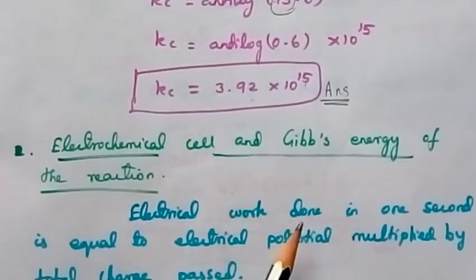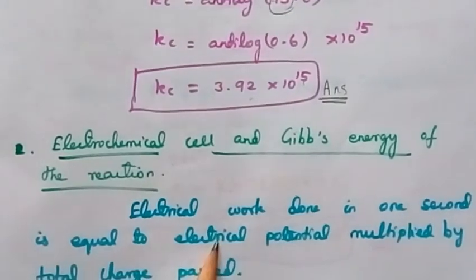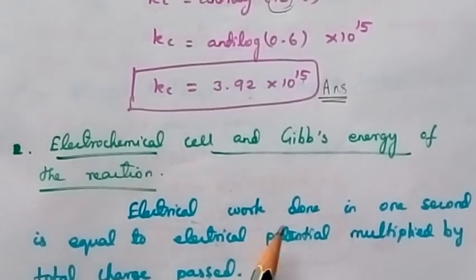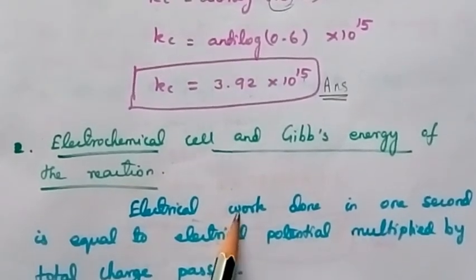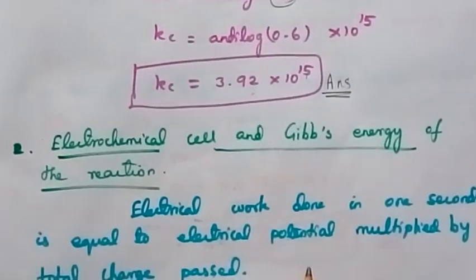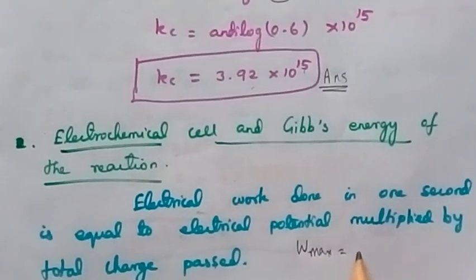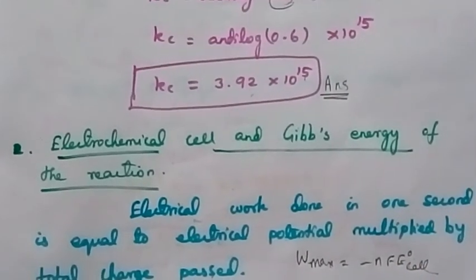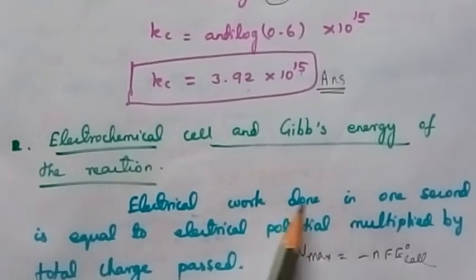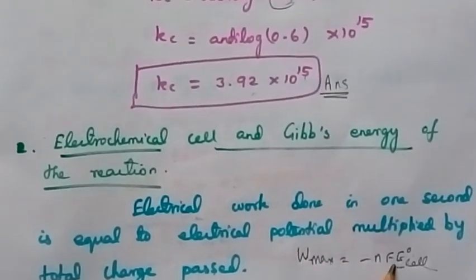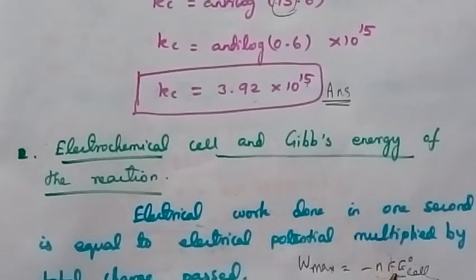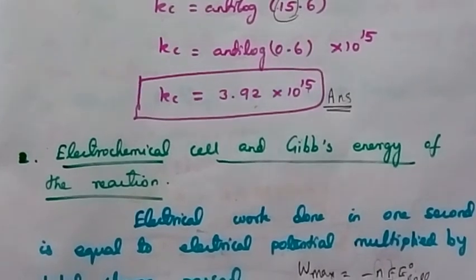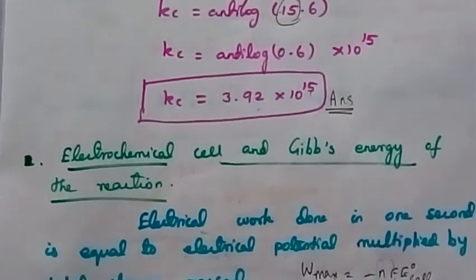What is that? Electrical work done in 1 second is equal to the electrode potential multiplied by charge. We already studied that W max is equal to minus NF E naught of the cell. This is the electrical work done in 1 second, equal to the standard electrode potential multiplied by the charge. The charge means F, and N is how many electrons are transferred. So we can write the relation like this.